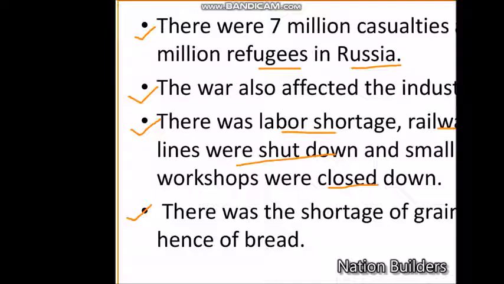For the people in the cities, bread and flour became scarce. By the winter of 1916, riots at bread shops were common. The riots took place again and again at the bread shops. It means there was a shortage of food in Russia.